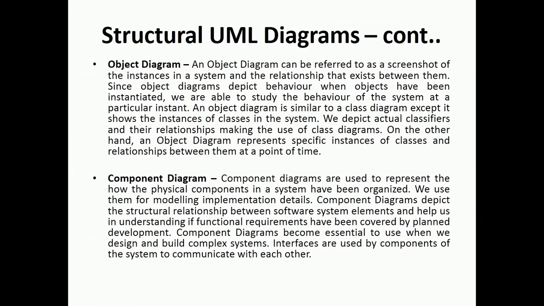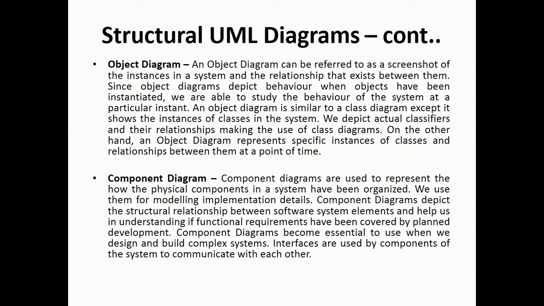Structural UML diagrams. So there are some more diagrams. Object diagram. An object diagram can be referred to as a screenshot of the instance in a system and the relationship that exists between them. Since object diagrams depict behavior when objects have been instantiated, we are able to study the behavior of the system at a particular instant.